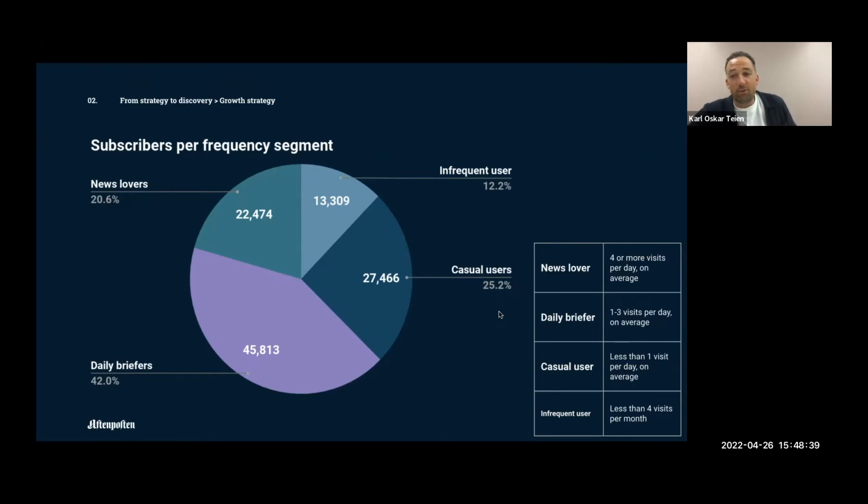And what we found was interesting, right? Because you see that the daily briefers that have 1 to 3 visits per day, they represent the biggest share of our user base. And then after that, you don't get the news lovers group, you get the casual users. Those are the second largest group, and they visit us on average less than once a day. What's valuable about this is just that it's such an important reality check for the organization as a whole, because everyone assumes that people come to us every hour, or people are obsessed with refreshing our site. That's just not the case, right? Many users will visit much less frequently than that.